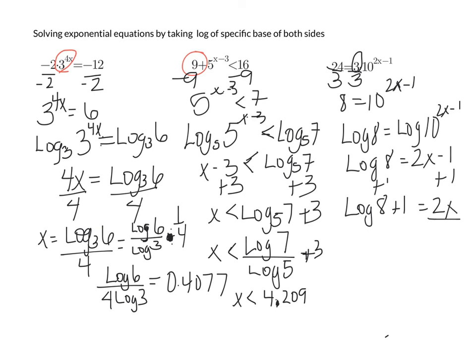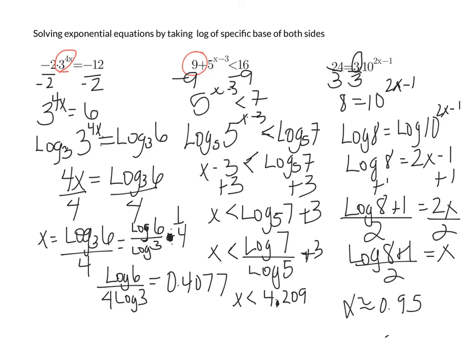There's no parentheses there because that's not in the log. And then we get the log of 8 plus 1 divided by 2 equals x. And then we're going to plug that in to our calculator. And when I do that, I get x is approximately 0.952. Okay.